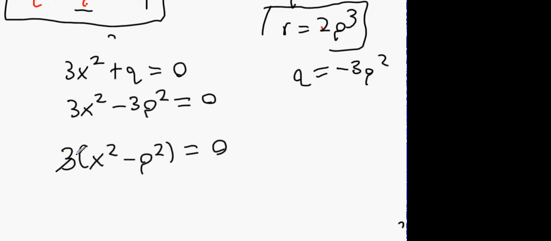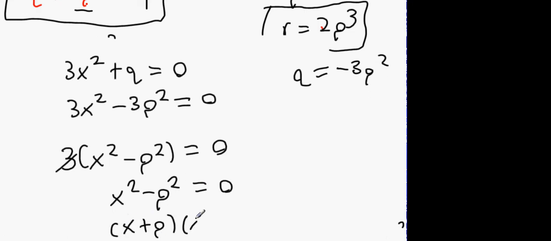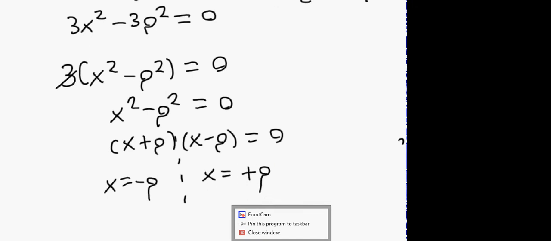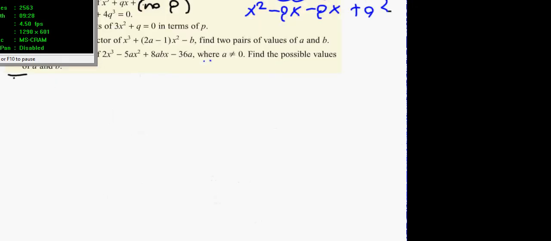Then the 3 can disappear, because 3 times a number that is 0, that number must be 0. So the number in the brackets has to be equal to 0. So I'm going to get x squared minus p squared equals 0. This, as we all know, is the difference of two squares. x plus p, x minus p equals 0. Therefore, the solutions to this equation are x equals minus p and x equals plus p. Okay? And that is the answer to that part there. Number 8.